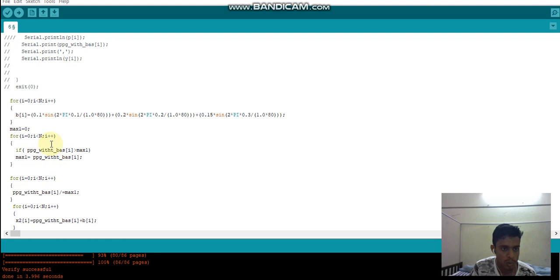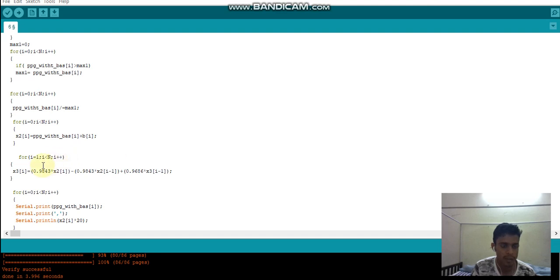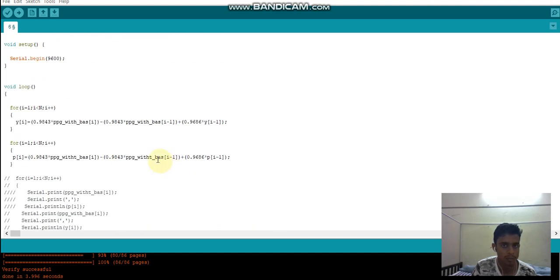The next step is normalizing the signal. The PPG with base signal we will normalize, and then x2 is the PPG without base, to which we are adding the baseline components. This will be the required baseline components, and after that we will be using the same high pass filter. This is the same equation as the earlier one.